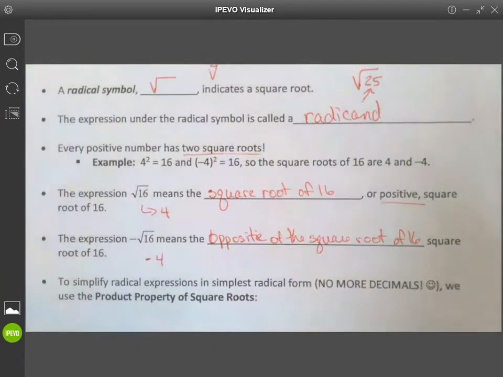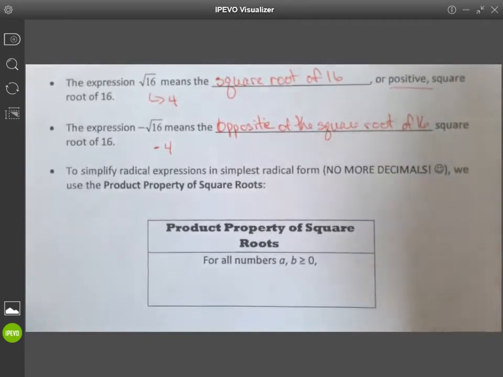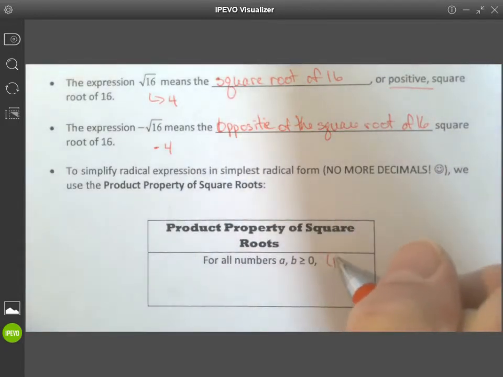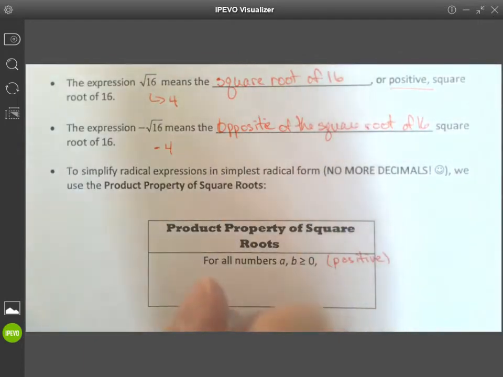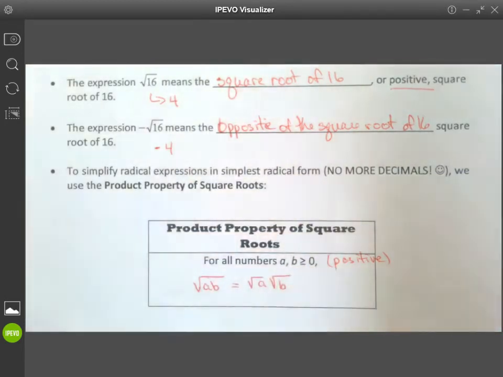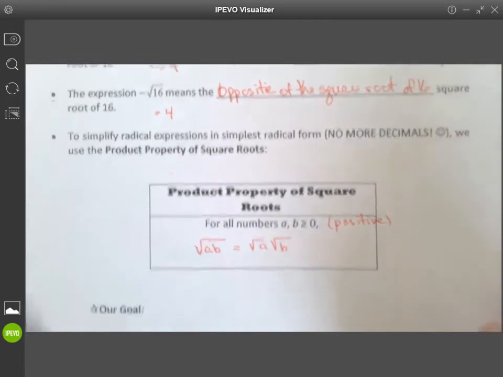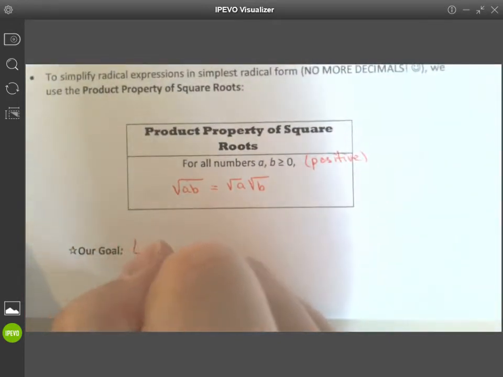All right, now here comes the big part of the lesson. And again, you've already seen this, but we're going to do it like you haven't seen it before. For all numbers where a and b are greater than or equal to 0, so basically for all positive numbers, okay, we have to use positive numbers, the square root of a times b equals the square root of a times the square root of b. All right, so we have a goal here. Our goal is to keep exact answers.